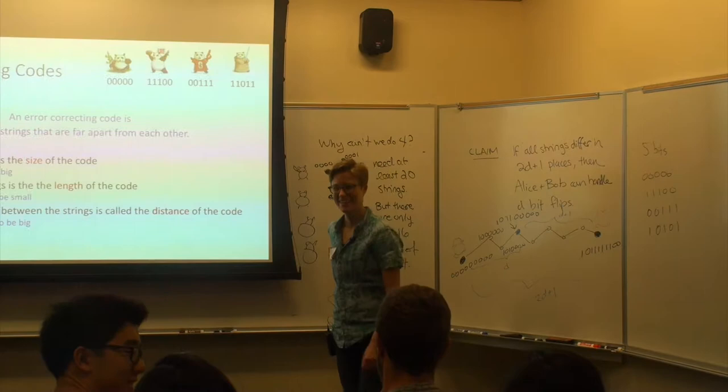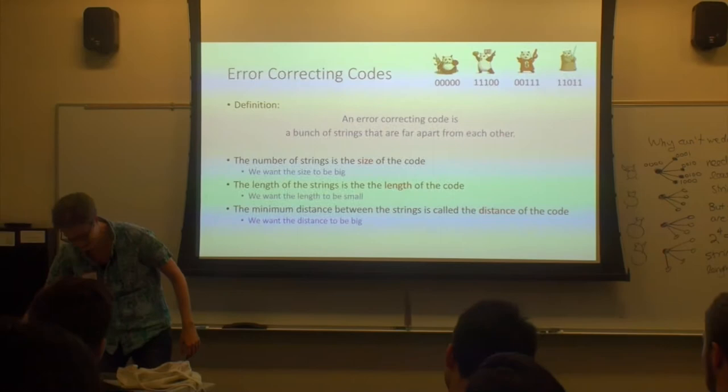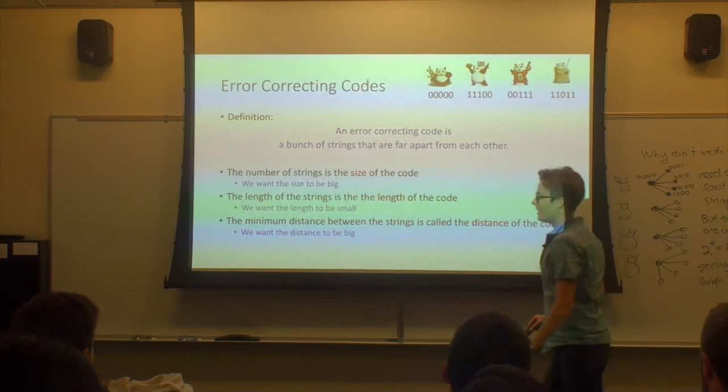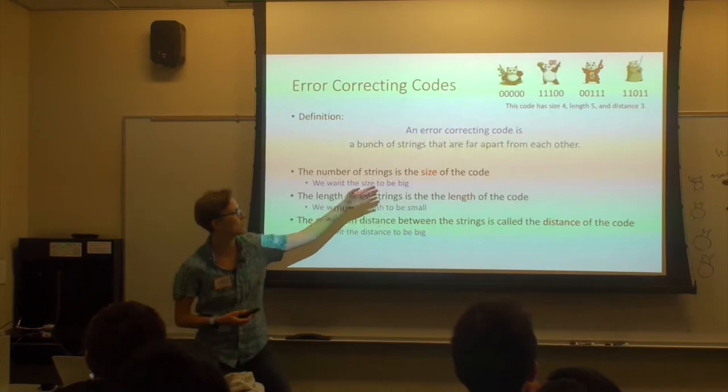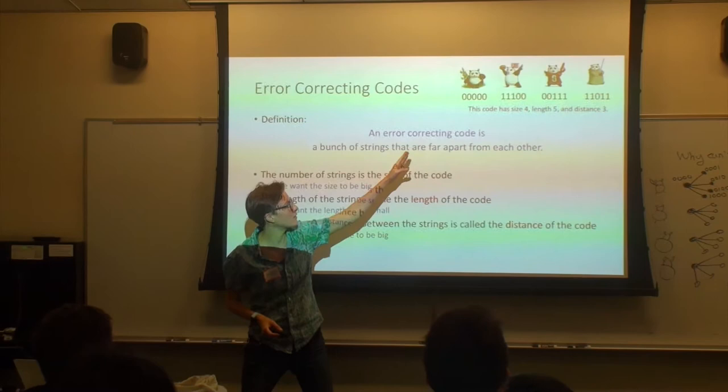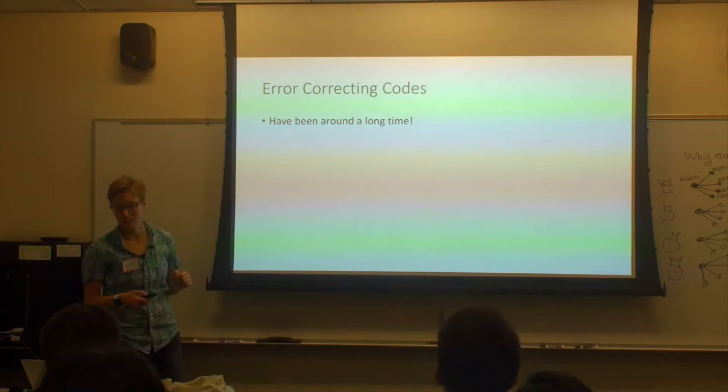Okay, so now we've defined our error correcting code. Let's move ahead. I think we've already answered many of the questions that are coming next. So just again to talk about the definitions, this code has size 4, codewords of length 5, and distance 3. Great.